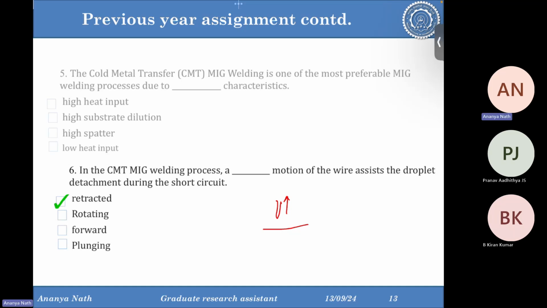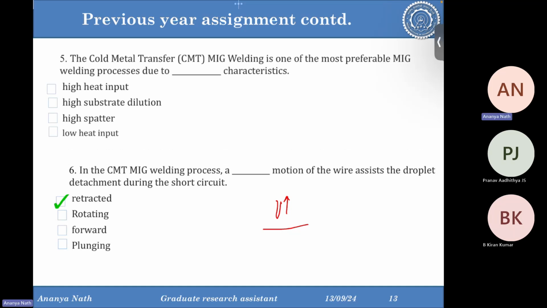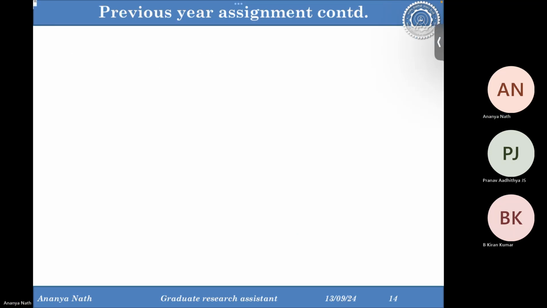Cold metal transfer CMT MIG welding is one of the most preferable MIG welding processes due to which characteristics? Low heat input, ma'am. Yes, it is low heat input.